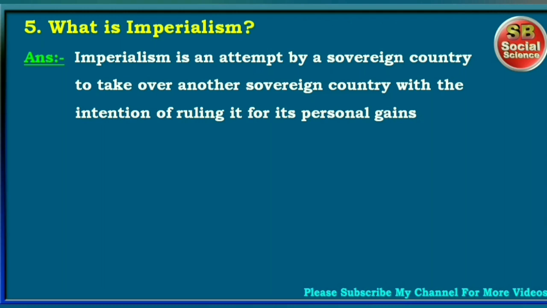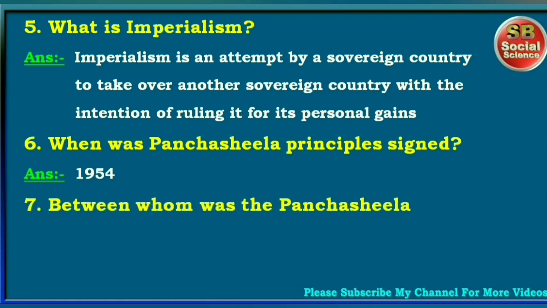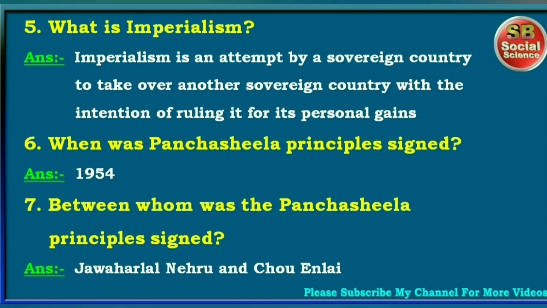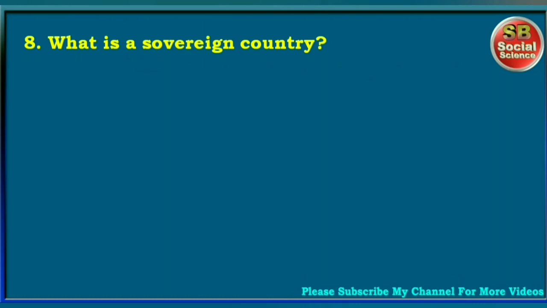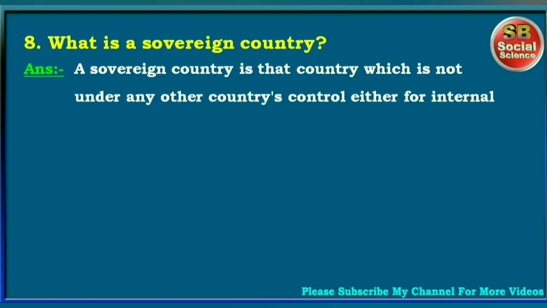Let's see another important question: when was the Panchashila principle signed? In the year 1954. Then between whom were the Panchashila principles signed? Answer is Jawaharlal Nehru and Chou En-lai. Next question is, what is a sovereign country? Answer: a sovereign country is one which is not under any other country's control, either for internal or external issues.